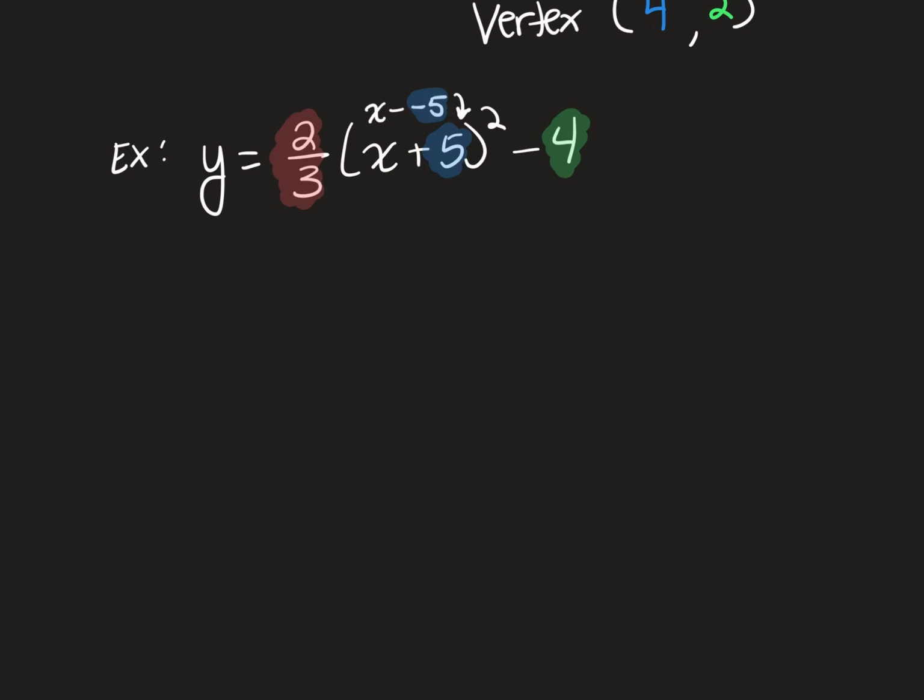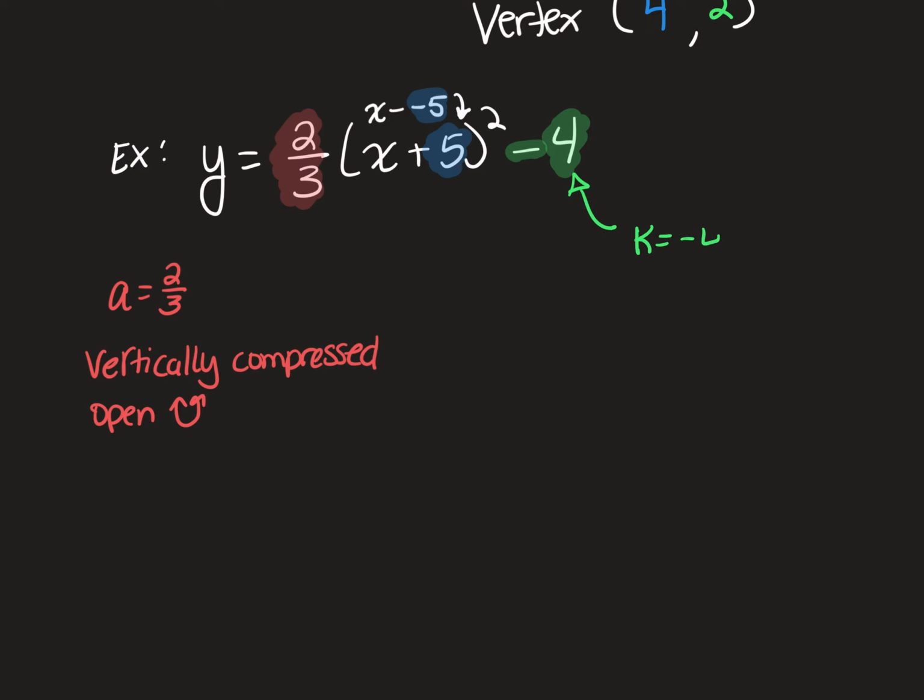So let's write our different transformations down here. If a is 2/3, that means that our absolute value is less than 1, which means this is actually a compression. So we're vertically compressed. And it's positive, so we open up. And then I always like to jump to K next. Now, my K value here has a negative sign in front of it, and we pay attention to that with K. So this actually means my K value is -4. So that means we're going to shift down 4 units. And then finally, as I mentioned, my H value is actually -5. Now that means we're shifting left 5.